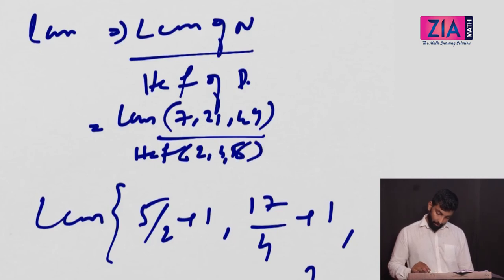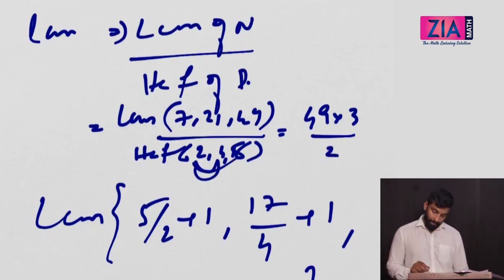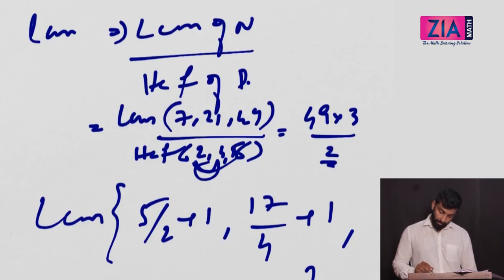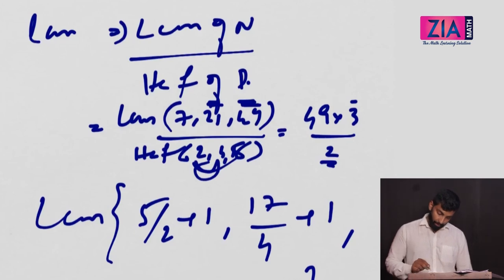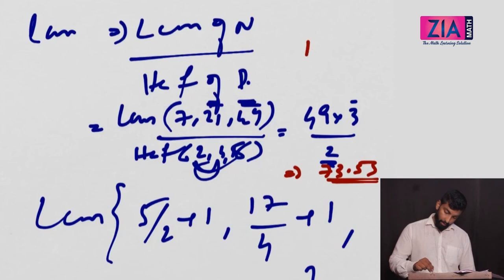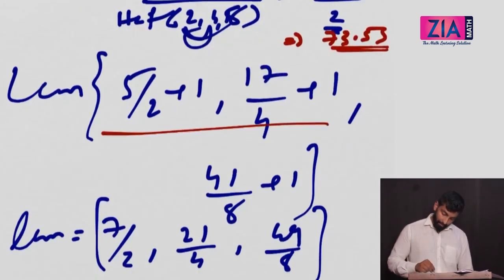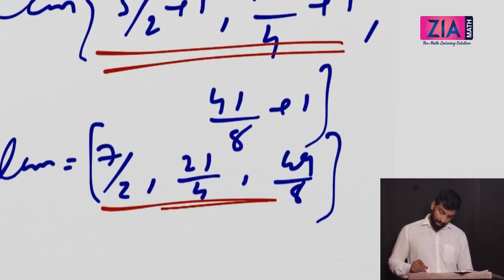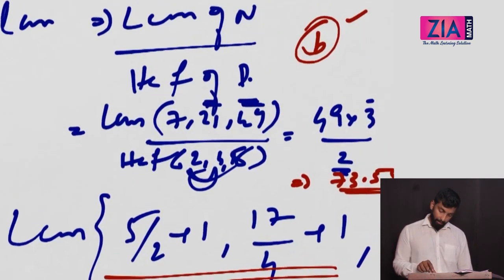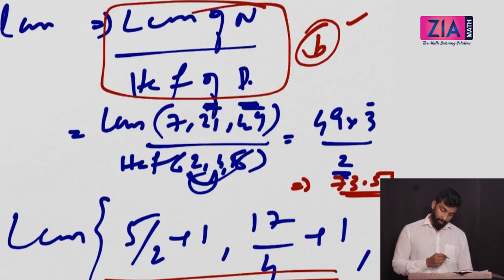2, 4, 8. So what is your answer? 49 into 3 divided by 2. Because you understood that the HCF is 2, you take the least difference, you get it as 2. Here 7 square is there, 49, and here 7 into 3, so you take 3 here, right? So you get the answer as 73.5 seconds, and you will pick B as your correct answer. Okay, so what you need to do is find the LCM of fractions: LCM of numerator divided by HCF of denominator, and you get the answer.